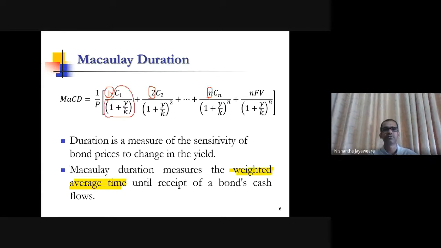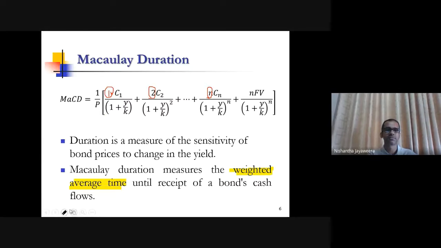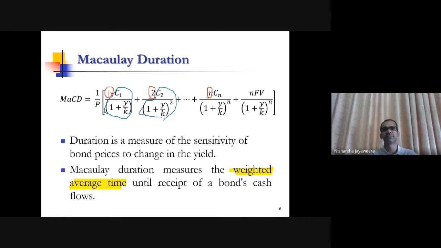What is this part? Can someone identify what this is? Cash flow divided by 1 plus y over k. What is this? The present value. These are the present values. Exactly.